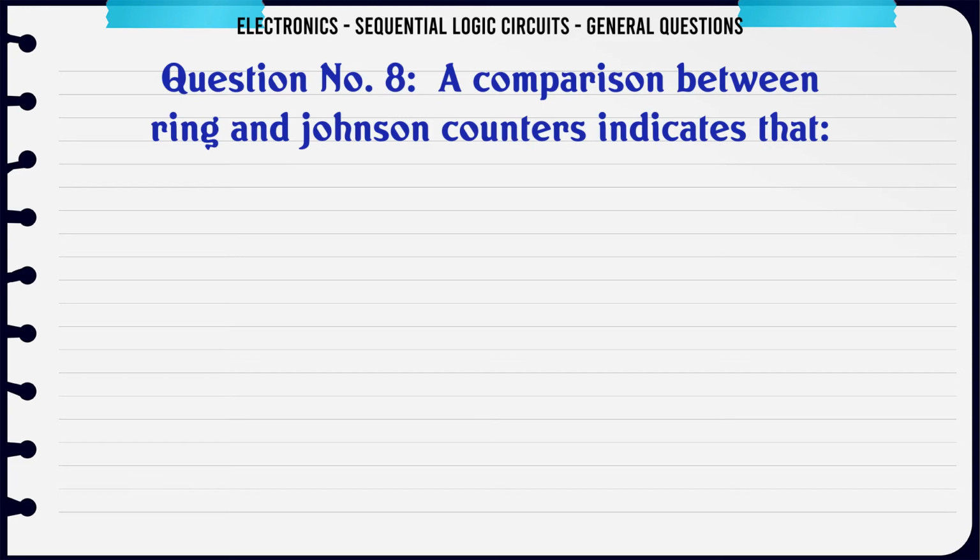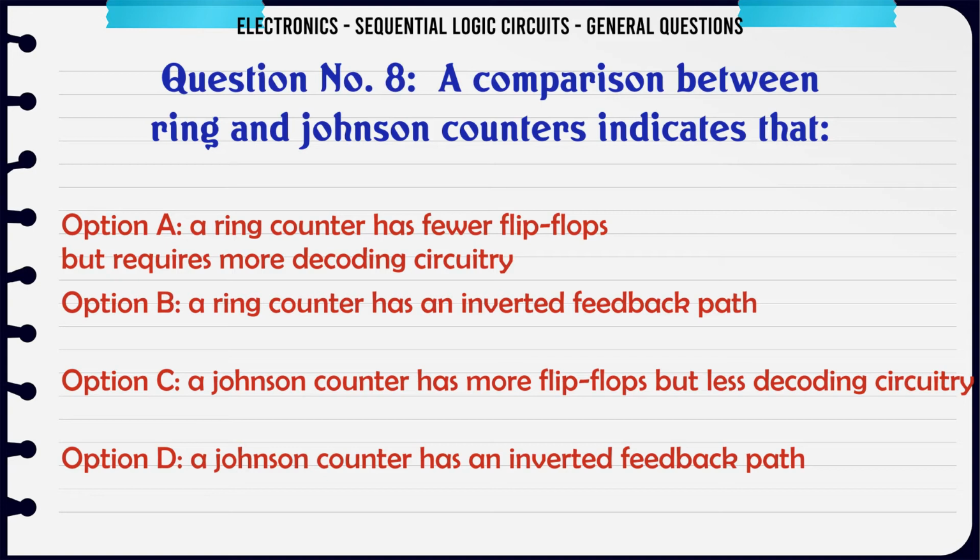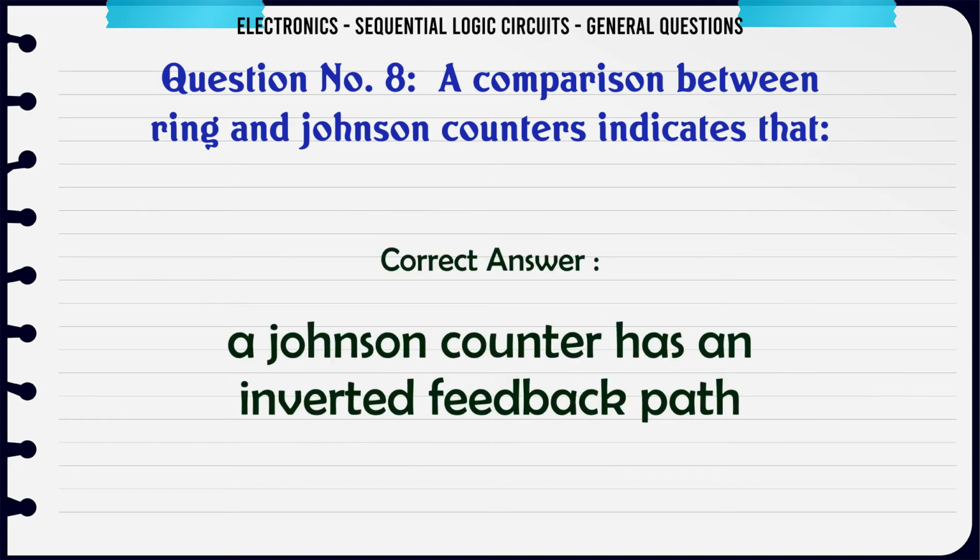A comparison between ring and Johnson counters indicates that: A. A ring counter has fewer flip-flops but requires more decoding circuitry. B. A ring counter has an inverted feedback path. C. A Johnson counter has more flip-flops but less decoding circuitry. D. A Johnson counter has an inverted feedback path. The correct answer is a Johnson counter has an inverted feedback path.